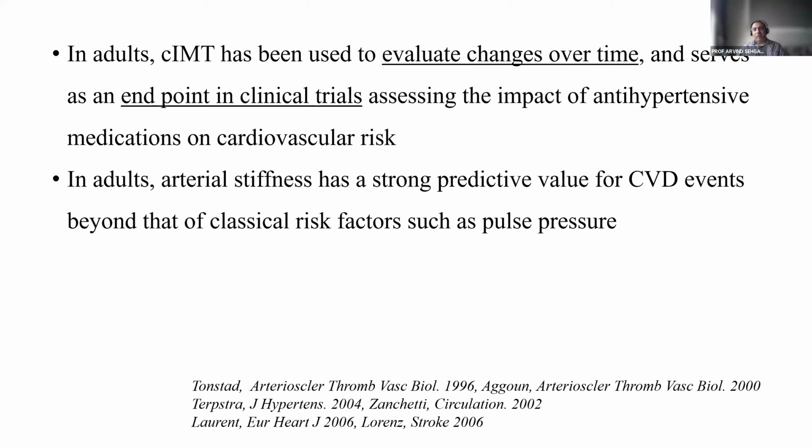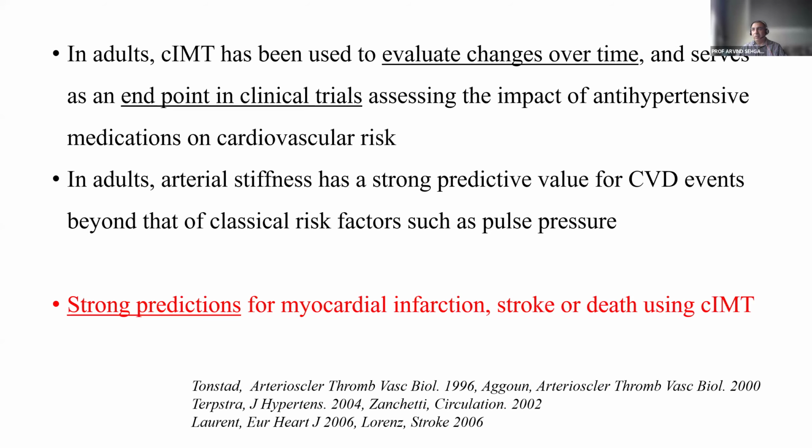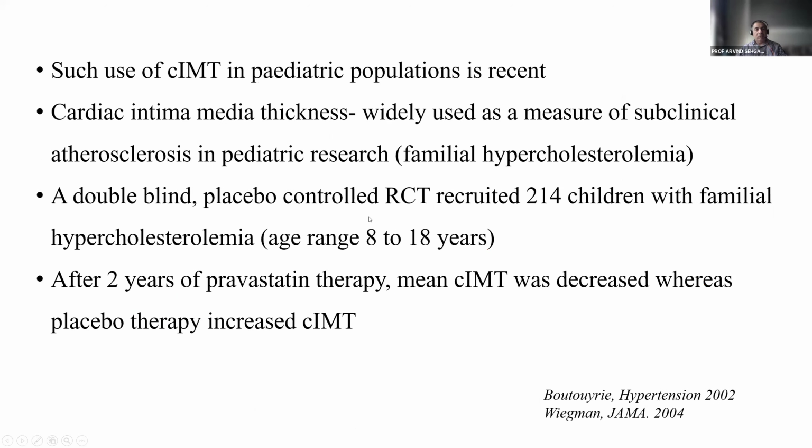In addition, arterial stiffness is a very strong predictive value for cardiovascular disease later on, much more than the classical risk factors of high blood pressure or pulse pressure. So there is a message from this adult data that we need to look at this population and these parameters closely, because in adults, these parameters strongly predict future MI, stroke, or death related to cardiovascular disease. So this carotid IMT measurement is quite commonly used there.